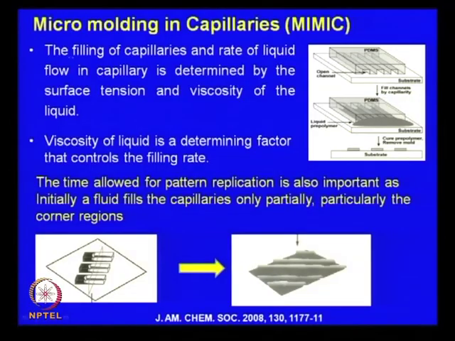The filling of the capillaries as well as the rate of liquid flow within the capillaries: here are the physical parameters that come into play. Flow in the capillaries is determined by the surface tension and the viscosity of the liquid. Why is surface tension important? Because the relative magnitudes of the surface tension of the liquid, that is primarily the solvent, and the stamp material will decide whether the stamp walls or the channel walls are preferentially wetted by the solution or not. So, that is where surface tension becomes important.